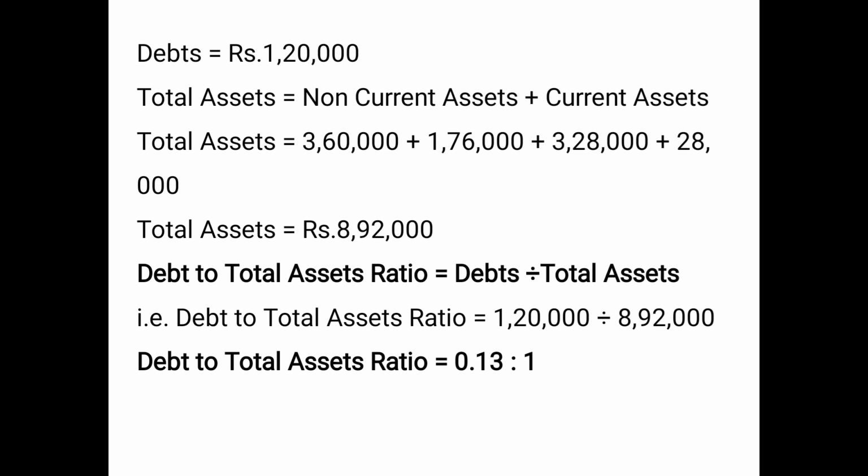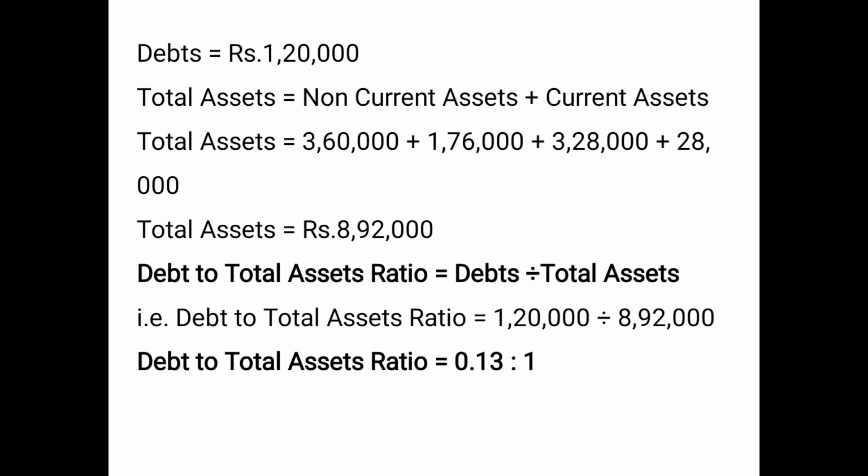What is the formula for total asset? Non-current asset plus current asset. So non-current asset is already given to you in the question, 3,60,000, plus the value of current asset: inventory 1,76,000, plus trade receivables 3,28,000, plus cash and cash equivalents of 28,000. So your total assets comes to 8,92,000.